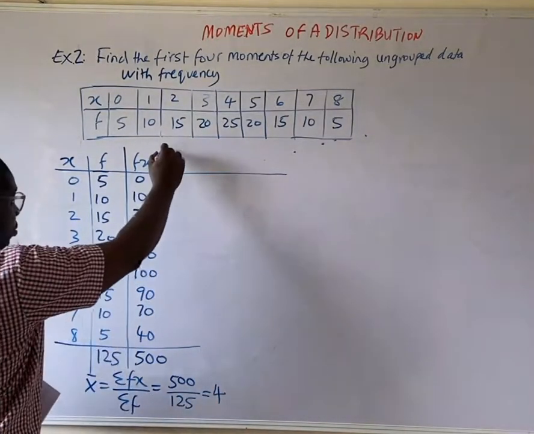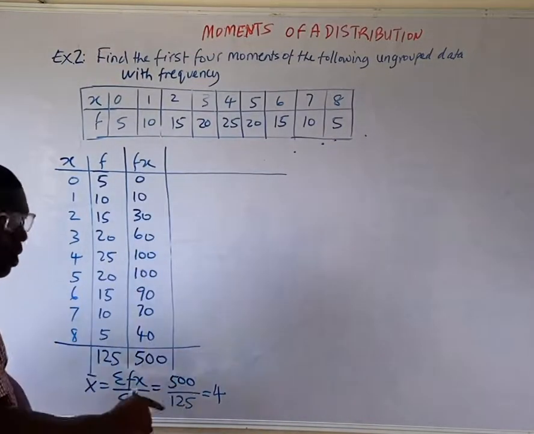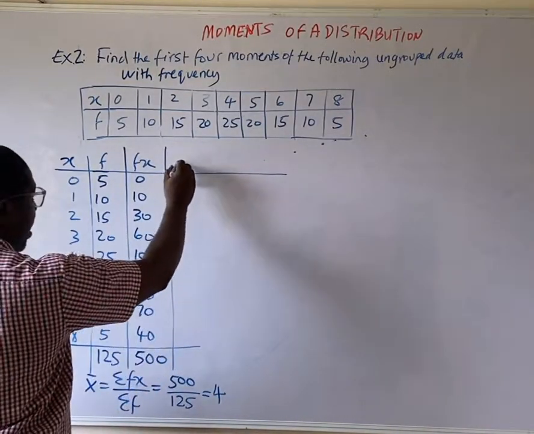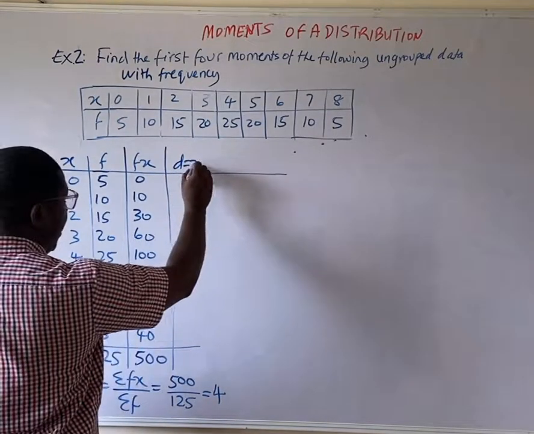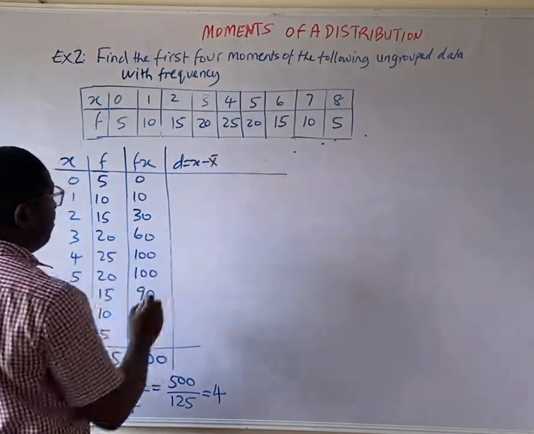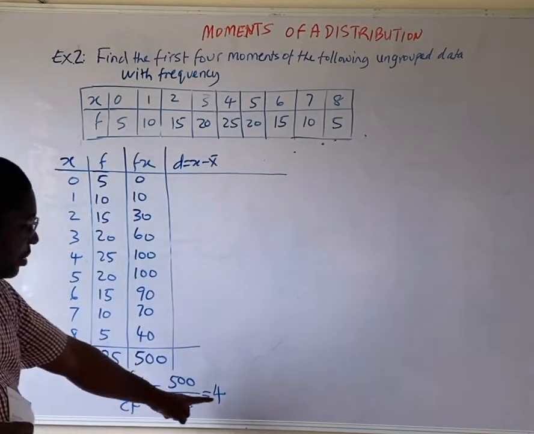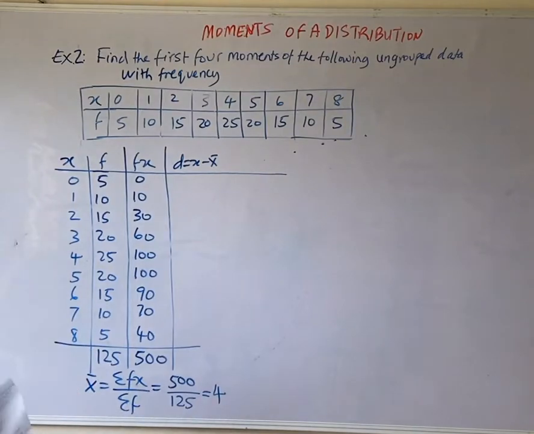The next thing we do is to find the deviation from the mean, and that is our d. Remember, d here is x minus x bar. So that is all these values minus this value of mean. Can you go along with me as we do that?